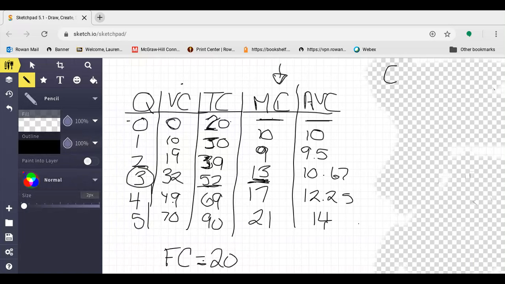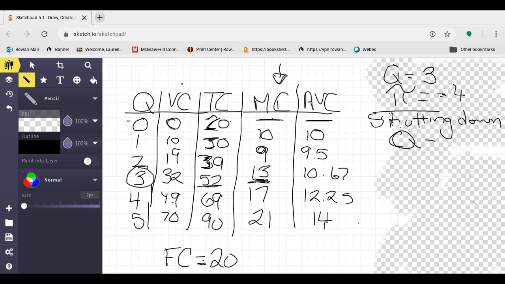All right, so we said quantity was 3. The profit was negative 4. Well, our other option would be, hey, let's get out of this business. If we're losing money, like this negative 4, we might want to just do something else. So then the other option would be shutting down. And so our quantity would be 0. We wouldn't produce anything.